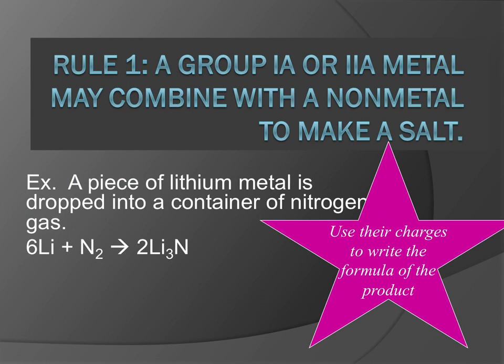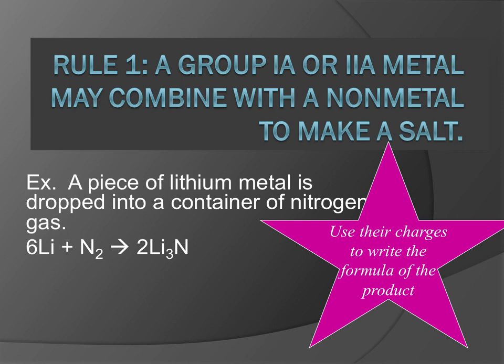So we'll do just a few examples here and then let you guys practice a couple. A group 1A or a 2A metal will combine with a nonmetal and it makes what we call a salt. So one that you're very familiar with is if you had, and I think we've already covered this in the past, but that's all right.